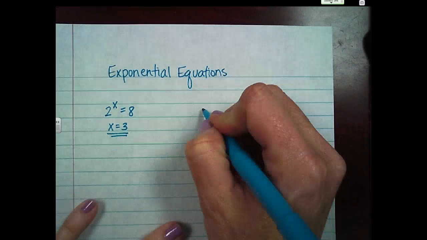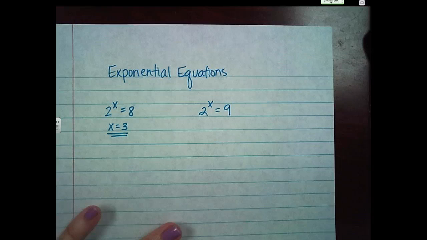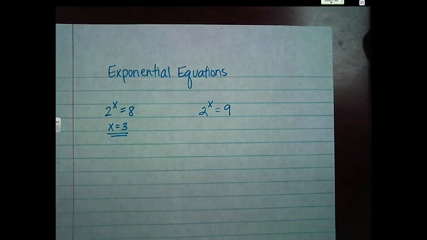So, for example, if I gave you the problem 2 to the x equals 9, okay? Can you do that problem in your head? No, you can't rewrite 9. It doesn't work. Okay? You can't change the base of 9. There's nothing you can do. Okay, you could do 3 squared, but then you wouldn't have a common base.